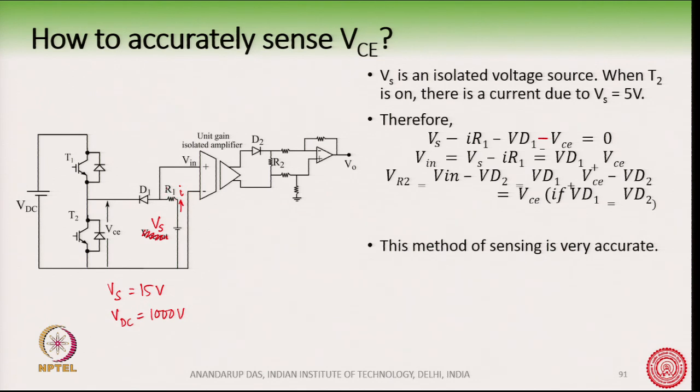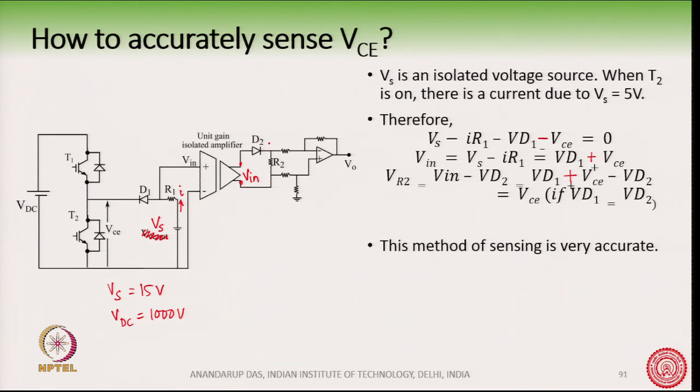Therefore, this we are taking into a unity gain isolation amplifier. The voltage here, V in, will be equal to Vs minus I R1, and this will be equal to VD1 plus Vce, right? Because it is a unity gain isolation amplifier, the voltage V in comes here also.